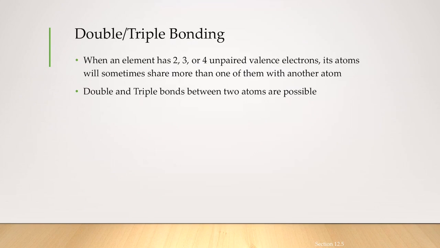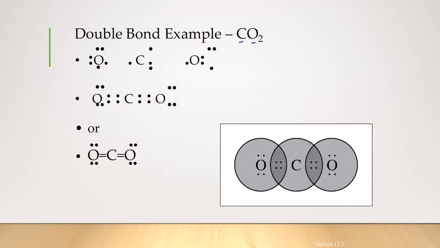Double and triple bonding. When an element has 2, 3, or 4 unpaired valence electrons, its atoms will sometimes share more than one of them with another atom. Double and triple bonds between atoms are also possible. Okay, here is an example.